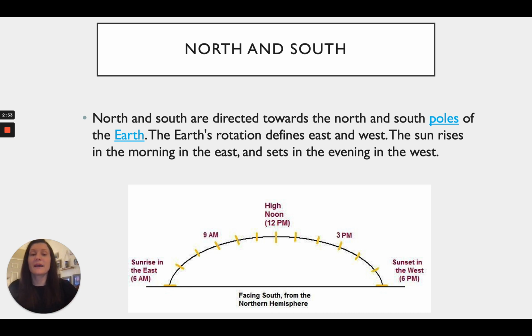But the nice thing is that the sun always rises in the morning in the east and it always sets in the evening in the west. So when you wake up in the morning and you see the sun rising, you always know that that is east. And at night, when the sun is setting, you always know that that is west. So if you're outside and you don't have a compass or you don't have your phone to look up what direction you are, you can always use which way the sun is traveling to help you find your direction.